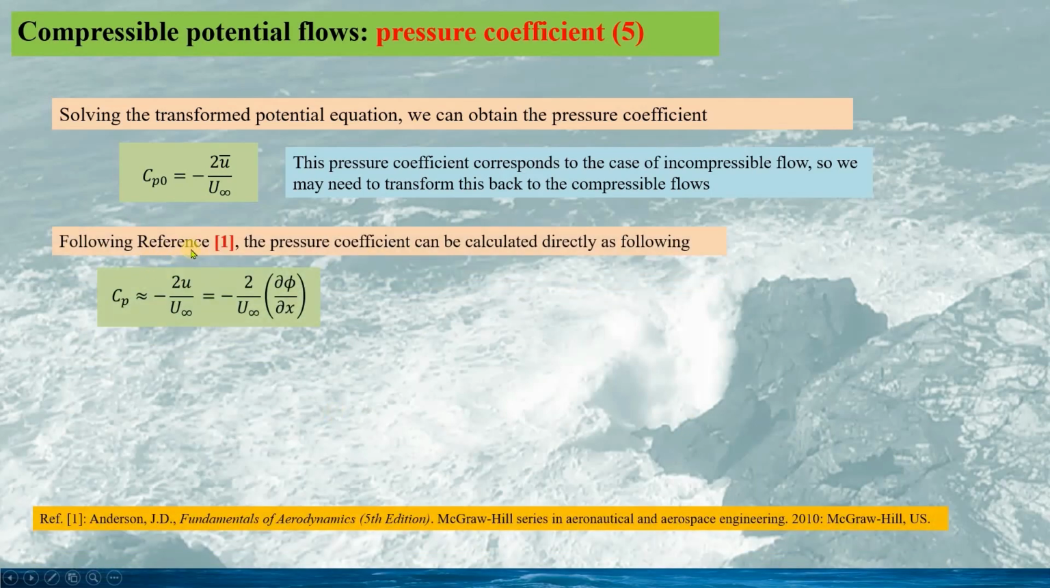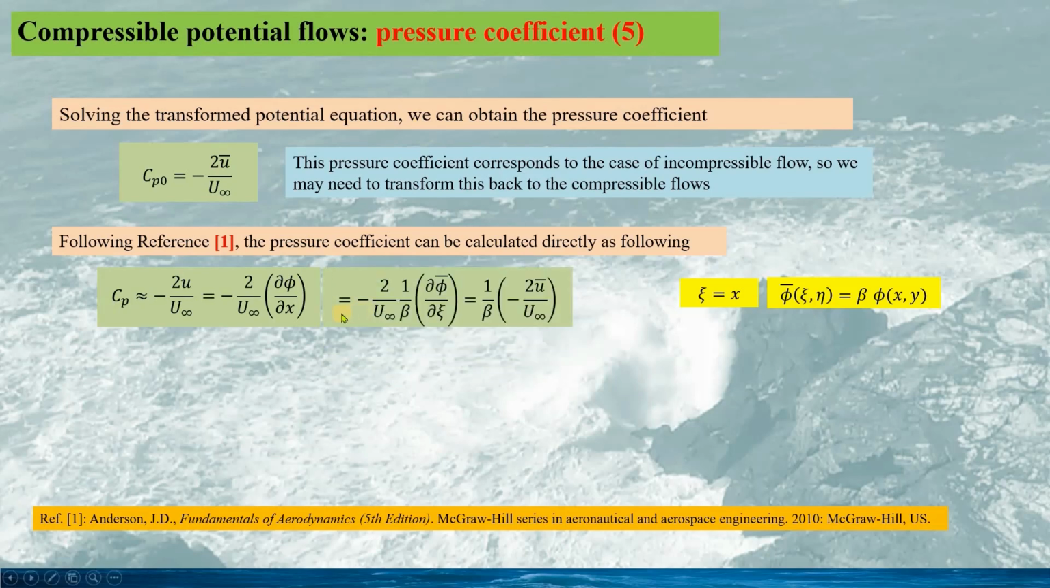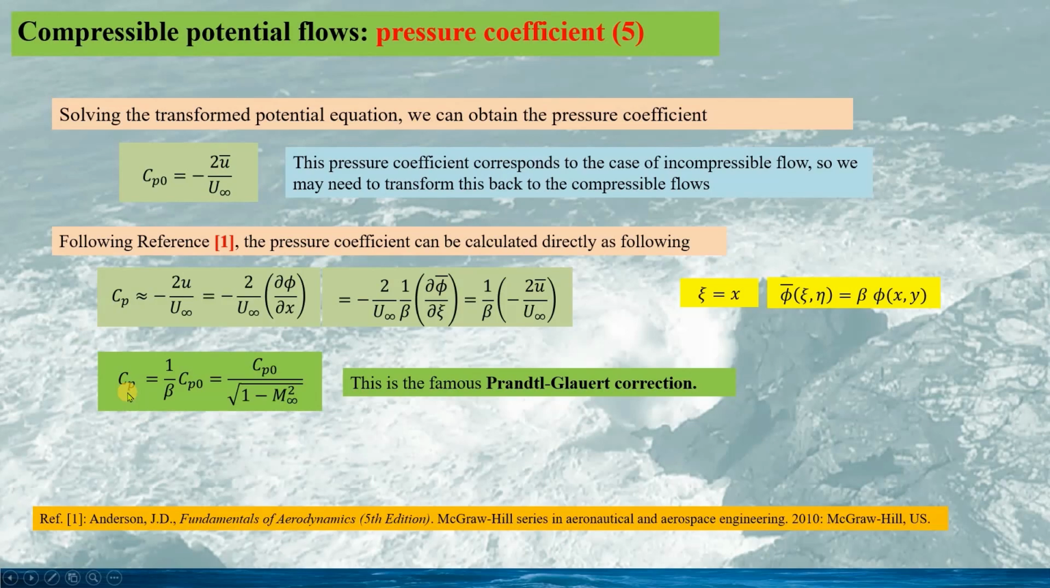And again, following the reference, the pressure coefficient for the compressible flow is given as Cp equaling this, and u is calculated as the partial differentiation of the velocity potential function with regard to x. Considering the coordinate transformation and the velocity potential function transformation, we can obtain the expression as this and this. Therefore, the pressure coefficient in compressible flow would be given as this. So, we obtain the famous Prandtl-Glauert compressibility correction.